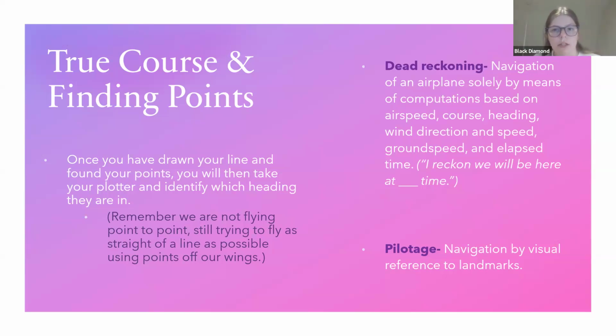Okay, so just a couple of definitions in general, and kind of how to remember them. Dead reckoning and pilotage, right? We talk about this a lot when it comes to navlogs. Dead reckoning, from the PHAK, is navigation of an airplane solely by means of computations based on airspeed, course, heading, wind direction, speed, and ground speed in elapsed time. So, how I remember dead reckoning versus pilotage, because I used to get them confused a lot: dead reckoning is I reckon we will be here at blank time. So you reckon, I reckon our heading will be X. I reckon our ground speed will be X. That's how I remember dead reckoning.